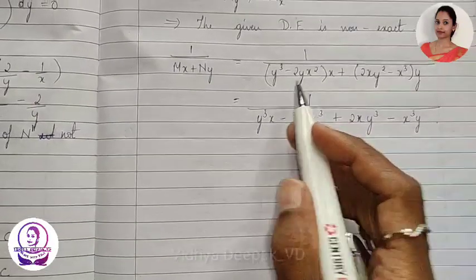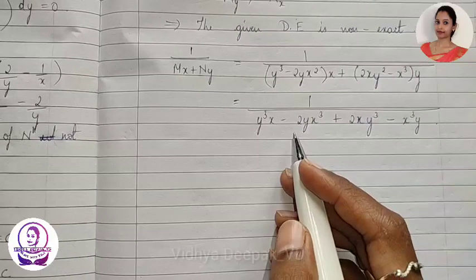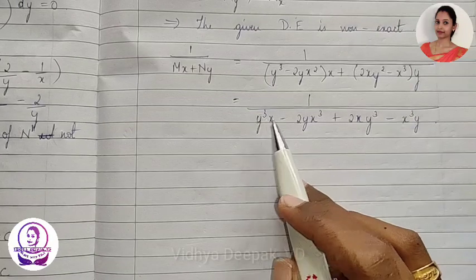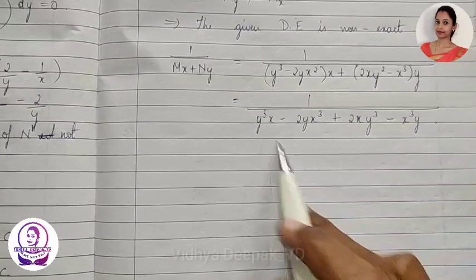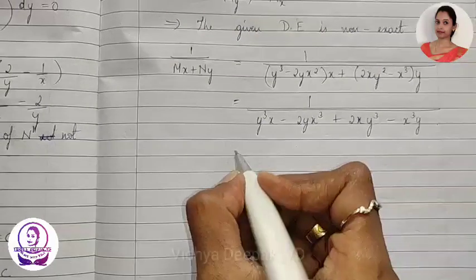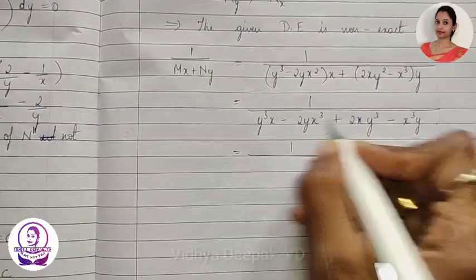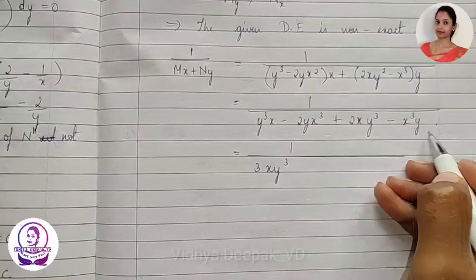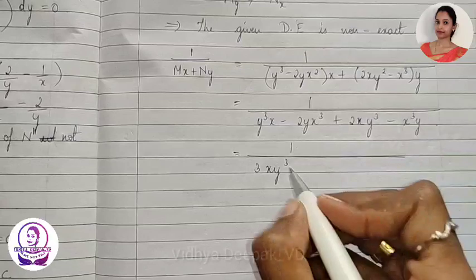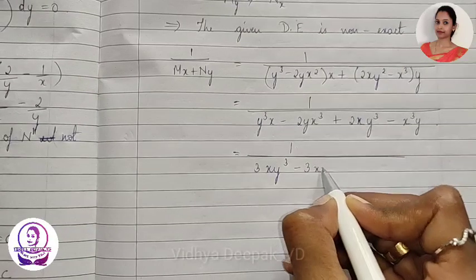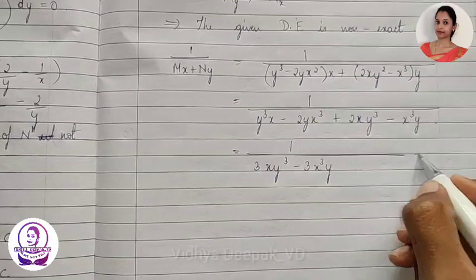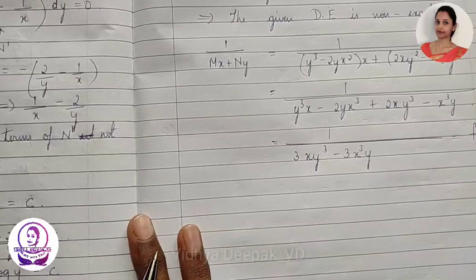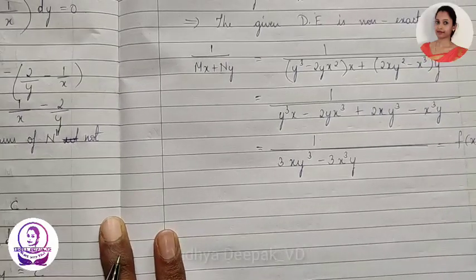After multiplying the x inside and y inside, let's check whether we have any like terms. xy³, that means these two are like terms, right? So we have 1 plus 2, 3xy³. These two are like terms, x³y and x³y, so minus 2 minus 1 is minus 3x³y, which is our integrating factor f of x. Now we have to multiply the integrating factor in the given question.